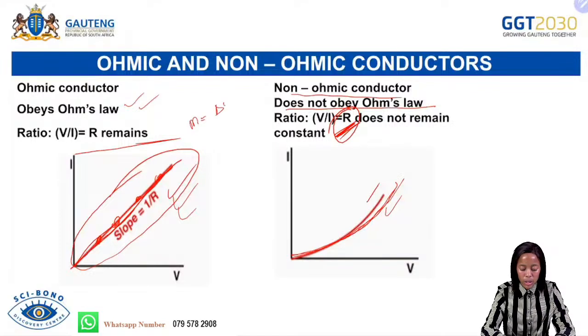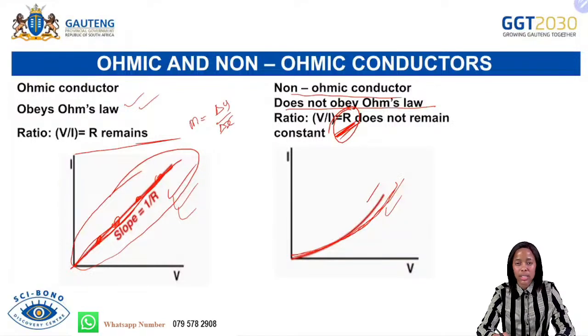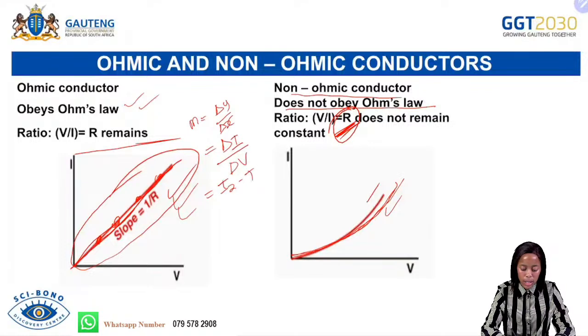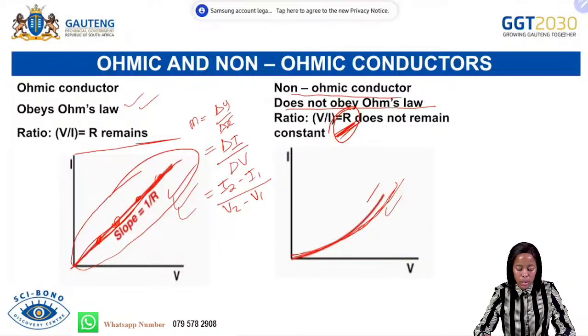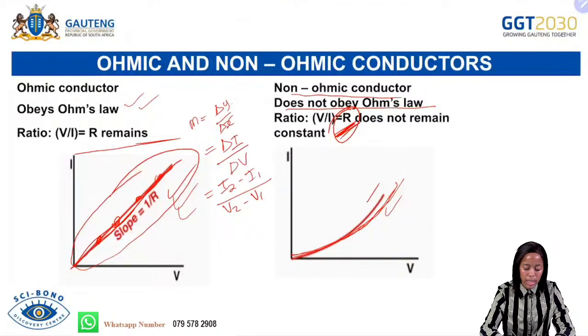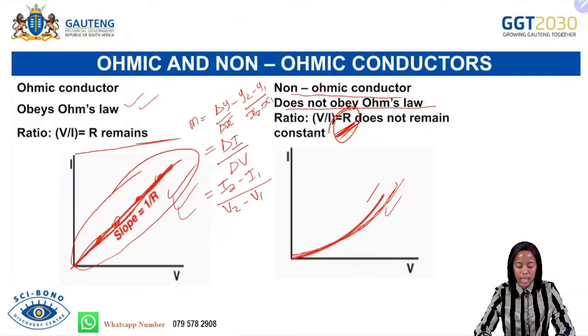So again, if you are given this type of graph, remember we said that M is equal to change in Y divided by change in X, whereby M represents the gradient. So for change in Y, we have change in I divided by change in V. If you break it down, you will have I2 minus I1 divided by V2 minus V1, or else you can also write it as Y2 minus Y1 divided by X2 minus X1 there.